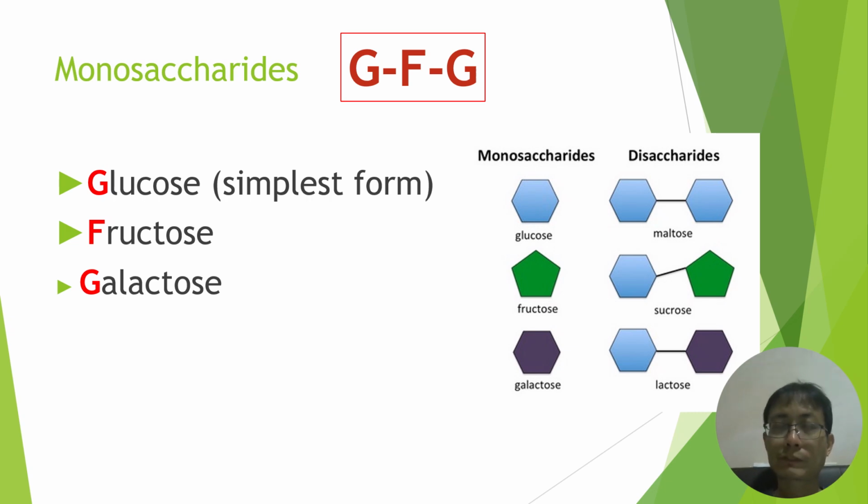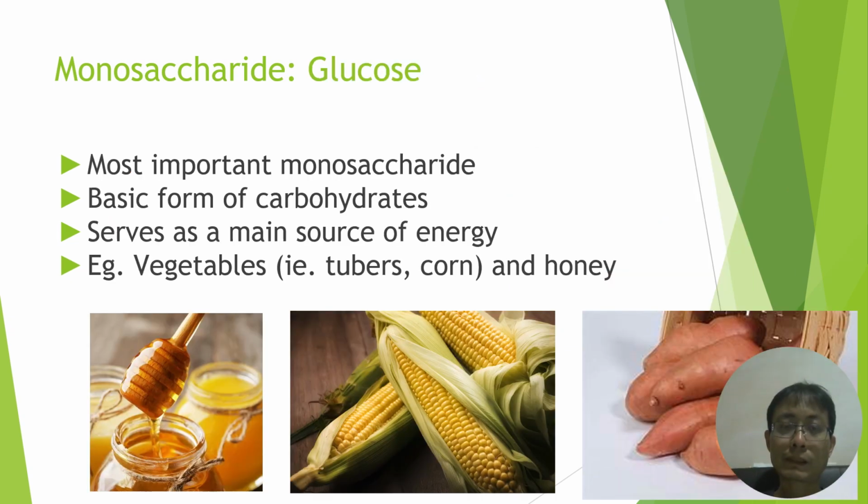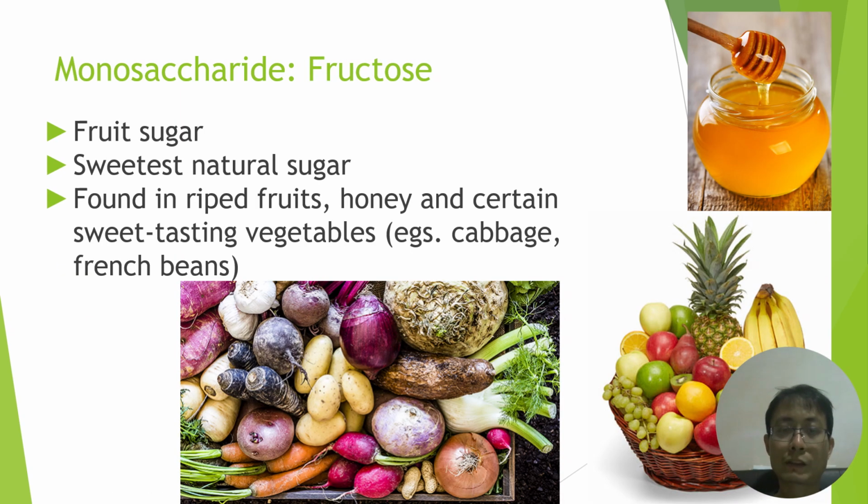So there are 3 types of monosaccharides. Generally, they are glucose, fructose, and galactose. Now, glucose is the most important monosaccharide as it provides the body with the main source of energy, and it can be found in various vegetables and honey. Fructose is generally found in fruits, so that's why you notice that the spelling starts with FRU. It is generally known as fruit sugar in layman's terms, and it's the sweetest amongst the monosaccharides.